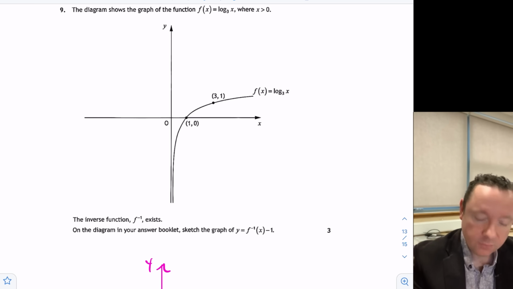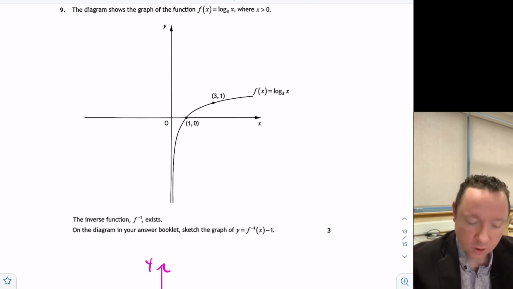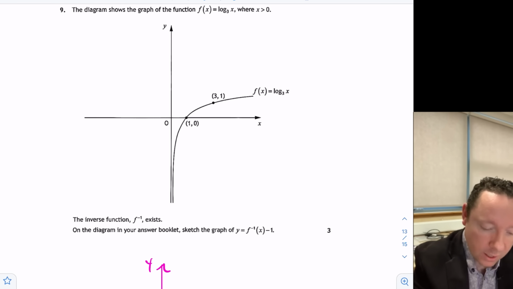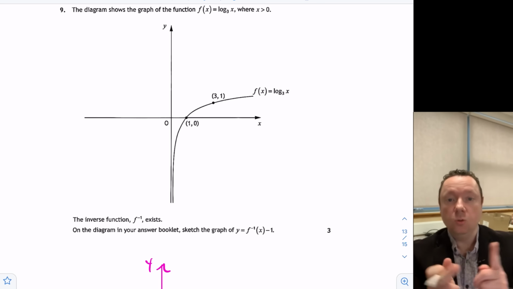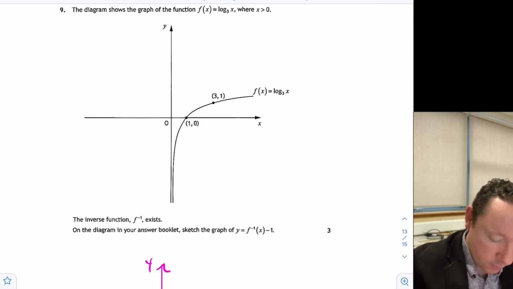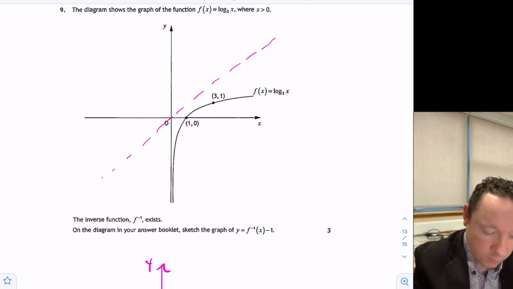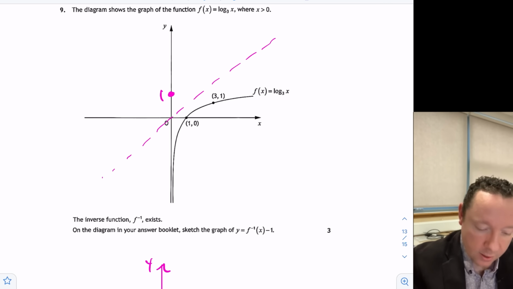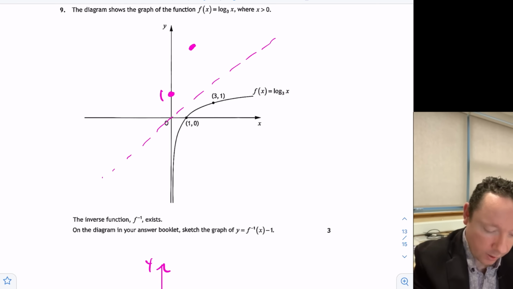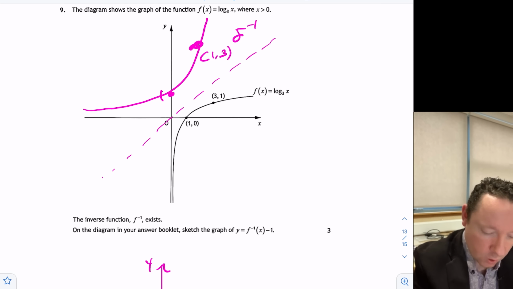Well, let's examine the inverse function first. The inverse function of a log is an exponential. And essentially the easiest way to draw it, imagine a dotted line here, y equals x. The coordinates just switch places, okay? So here is my normal y equals x. So 1, 0 becomes 0, 1. And 3, 1 becomes 1, 3. And it just gives you an exponential curve. And that would be 1, 3. So that's the inverse function of x.